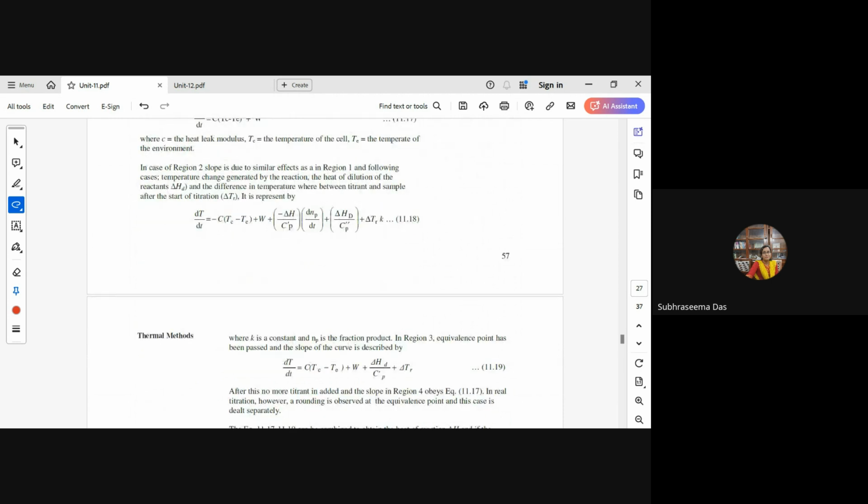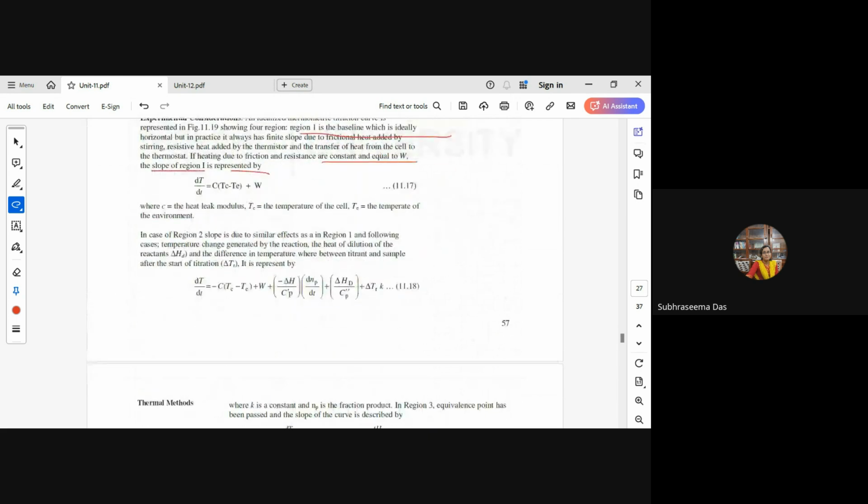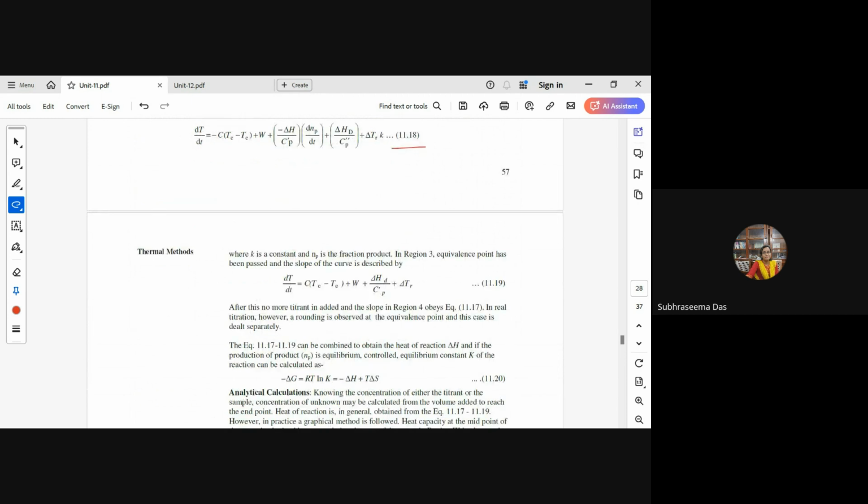Now, in the second region, if you look at figure 11.19, the slope is due to effects similar to those in region 1, and the following equation is given by equation 11.18. Now coming to region 3, the equivalence point has been passed.